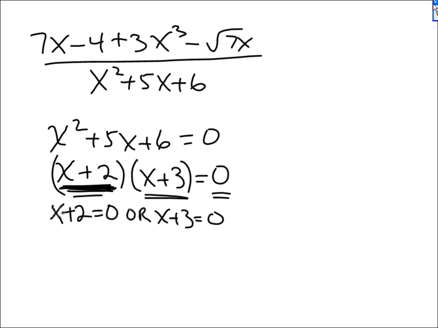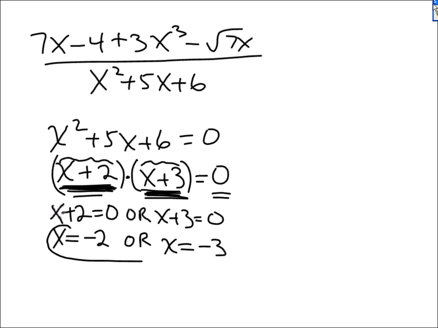If that's not 0, and this is not 0, well then when you multiply you won't get 0. If this is 9 and this is 14, 9 times 14 is, I think, 126. But more importantly, it's not 0. So one or both of those have to be 0. Either x plus 2 is 0, which happens when x is negative 2, or x plus 3 is 0, which happens when x is negative 3.